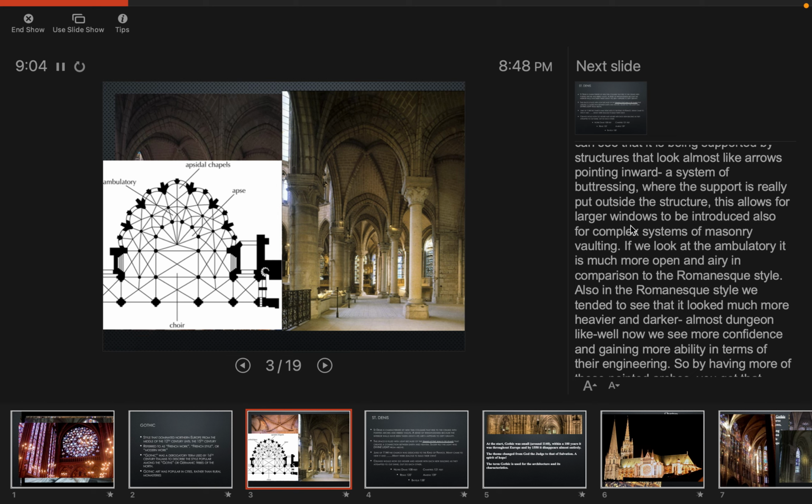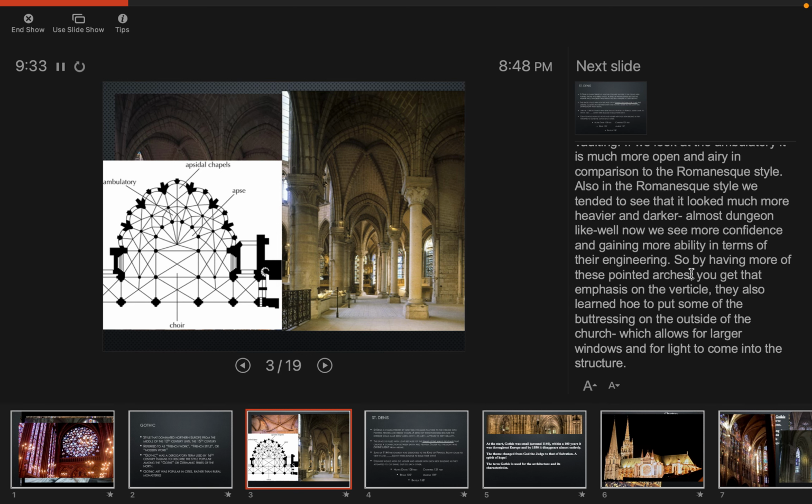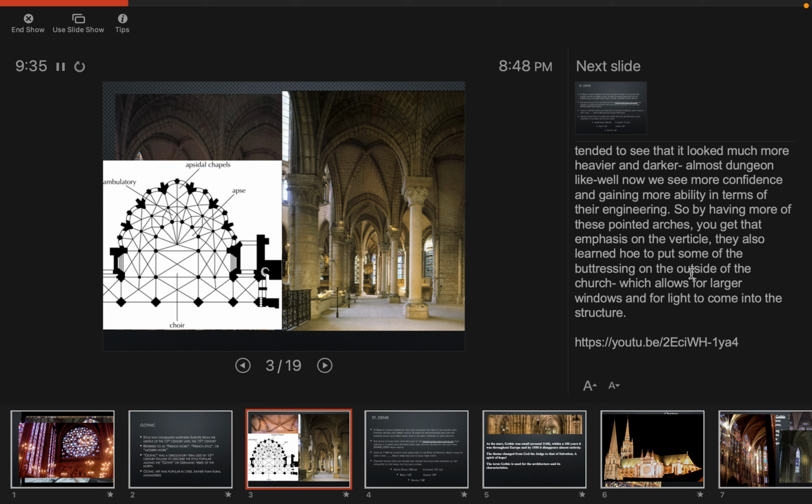So it is a lot different than what we saw in Romanesque. So Romanesque, the pilgrimage churches were more dungeon-like. Here, in comparison, we have light, to say the least. So Romanesque, very heavy dungeon-like, but now we see more confidence in gaining the ability to kind of mess with the engineering to allow light to come in.